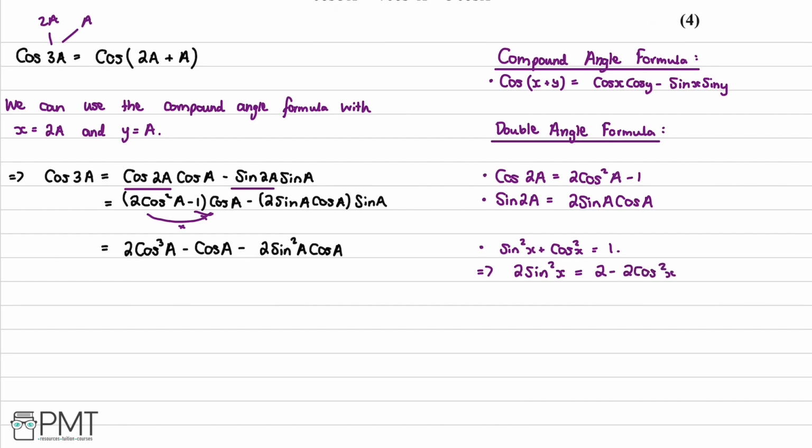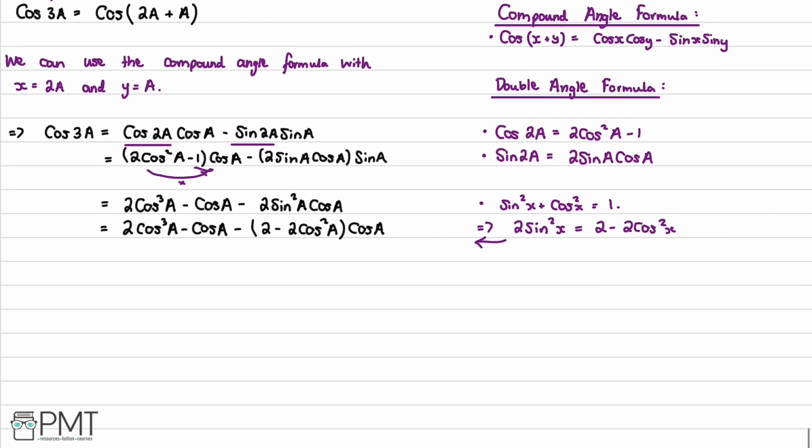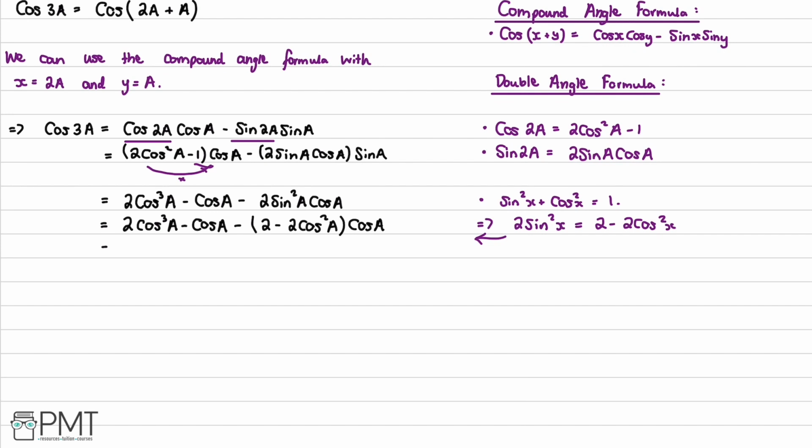So we can then substitute this into our equation over here. This is going to leave us with 2 cos cubed a minus cos a. Then we'll now substitute in our new part over here. We'll put our brackets in first, and we'll have 2 minus 2 cos squared a, and then multiply that by cos a.